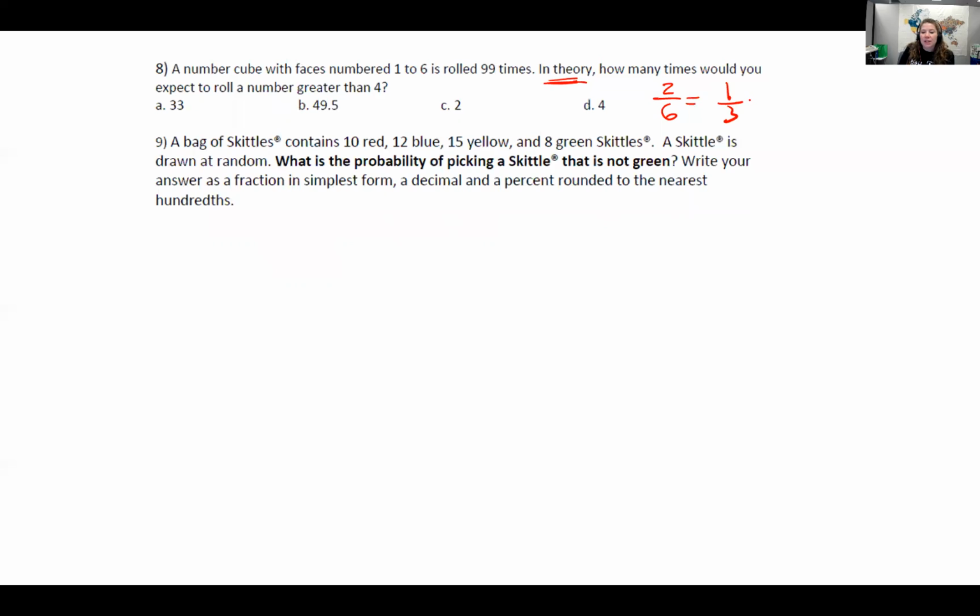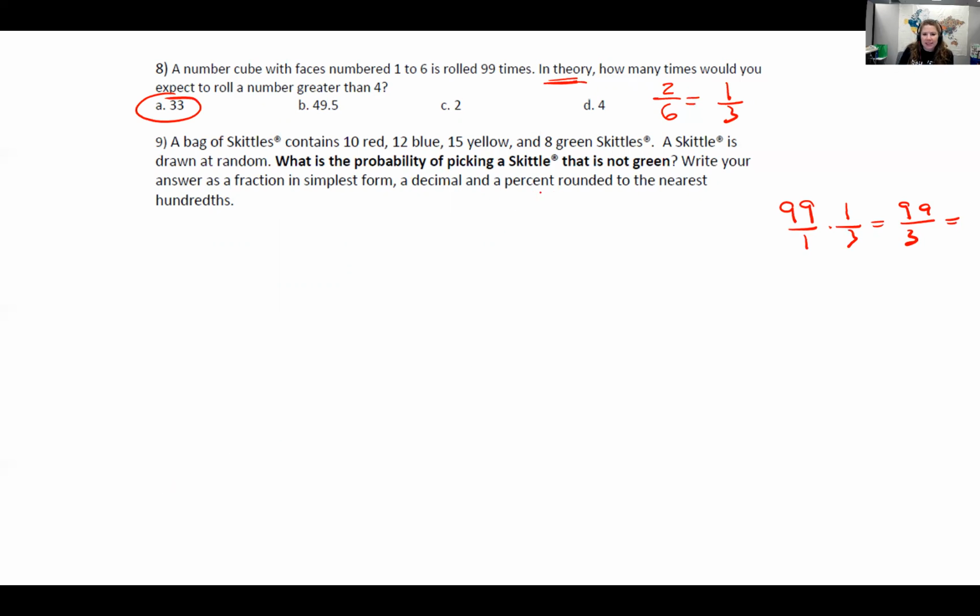So basically, we want to know what is a third of 99. So we're going to multiply 99 times 1/3, which is 99 over 3. And 99 divided by 3 is 33. So A. Number 9, a bag of Skittles contains 10 red, 12 blue, 15 yellow, and 8 green Skittles. A Skittle is drawn at random.